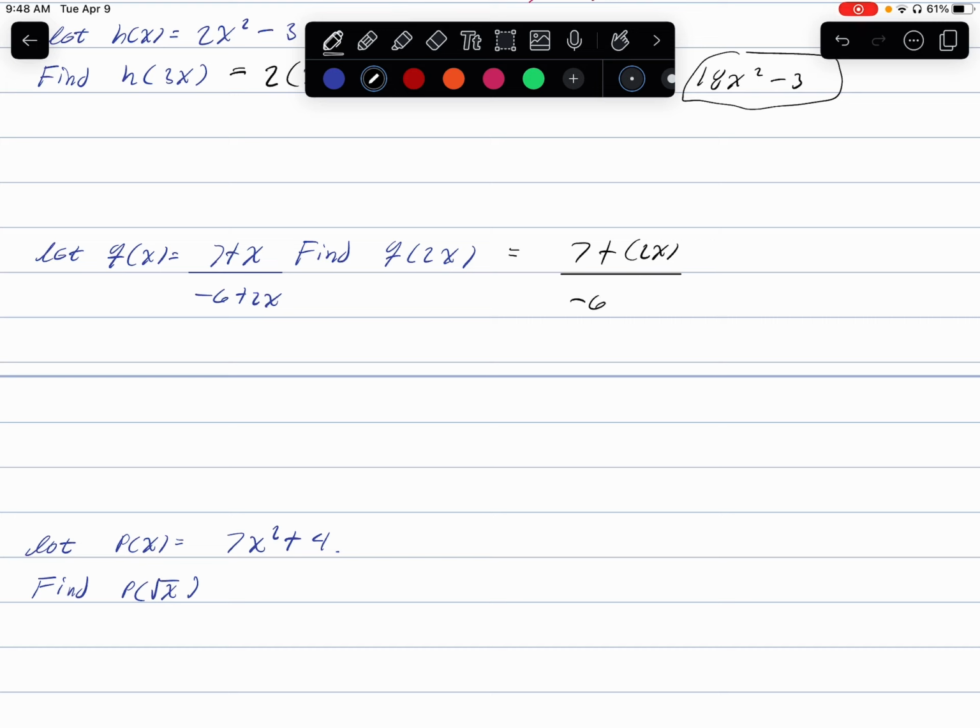Over negative 6 plus 2 times 2x. We're already almost done. We can't do much with the numerator, so we'll leave that alone: 7 plus 2x. And then on the denominator, we can just distribute that 2, and we'll have negative 6 plus 4x. That would be as simple as we're going to make that.